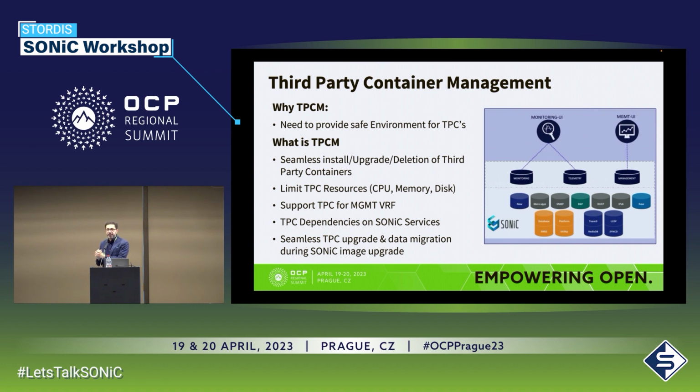By default, what is the limit on TPCM? 20% of the resources. So for all the third-party containers that are running on SONiC, there is an upper limit of 20% utilization. 20% CPU, 20% memory, and 20% disk. They won't go above it. Is it flexible? Yes. You can tune your memory and disk utilization, but CPU utilization is fixed at 20%. That is a ceiling.